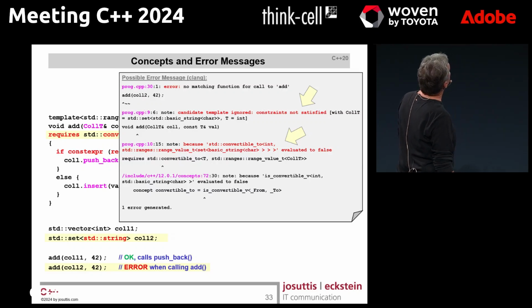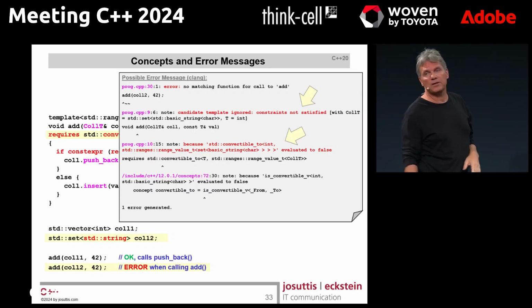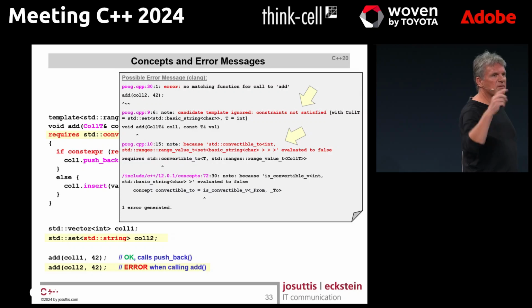And instead of going into the deep darkness of SDL set line 518, we say, oh, you know what? There's a constraint not satisfied. I cannot call that. I don't find a matching function to call that. There's a constraint not satisfied because convertible to from an int to this value type evaluates to false. Awesome.